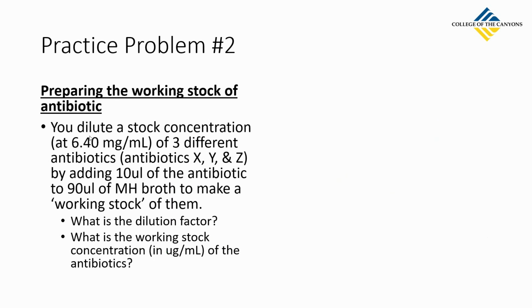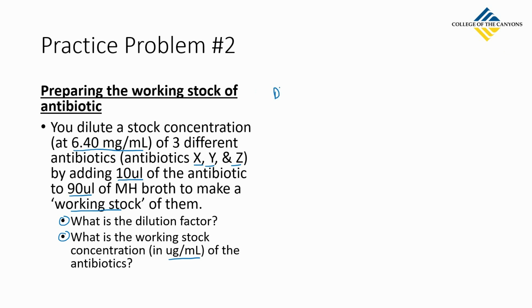Okay, so in this case we've got a stock concentration of 6.4 milligrams per mil of 3 different antibiotics. So we're going to be testing antibiotics X, Y, and Z. We add 10 microliters of those antibiotics to 90 microliters of Mueller-Hinton broth diluent to make a working stock. So what's the dilution factor, and what is the working stock concentrations in micrograms per mil of the antibiotics?